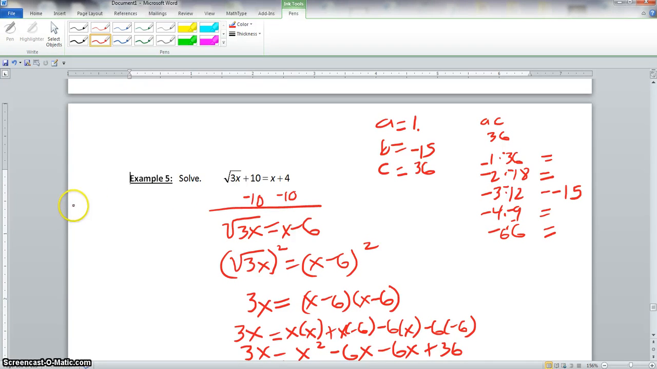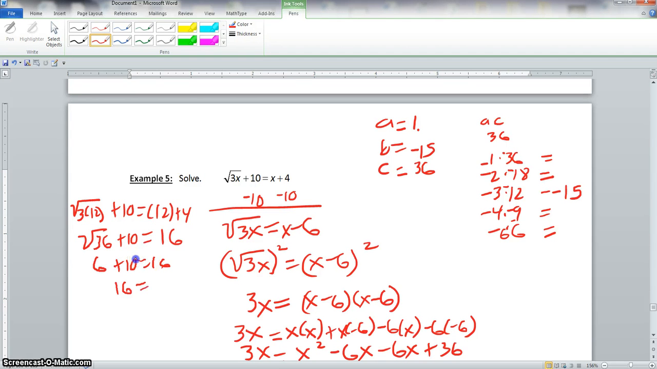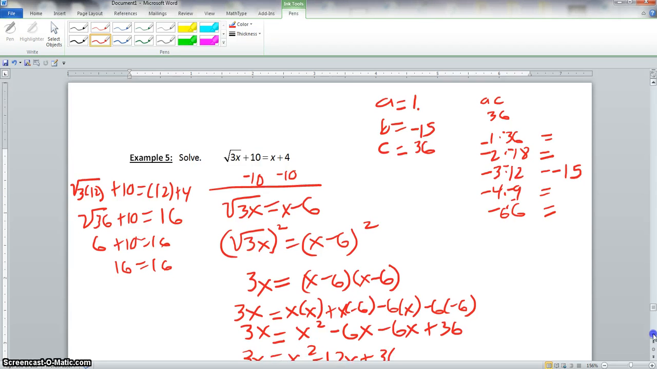So we'll have the square root of 3 times 12 plus 10 is equal to 12 plus 4. So it'll be the square root of 36 plus 10 is equal to 12 plus 4, which is 16. The square root of 36 is 6, plus 10 equals 16, and 16 equals 16. So we know 12 works. Now we want to try 3.